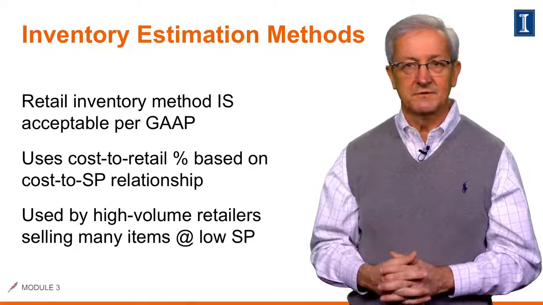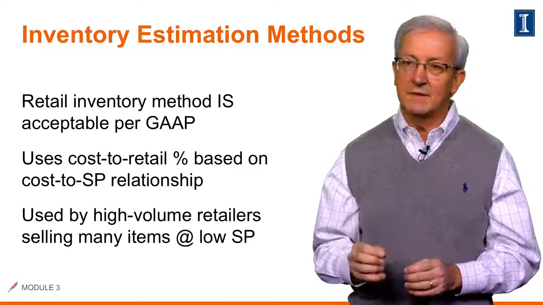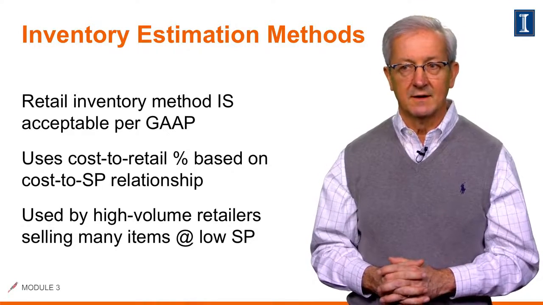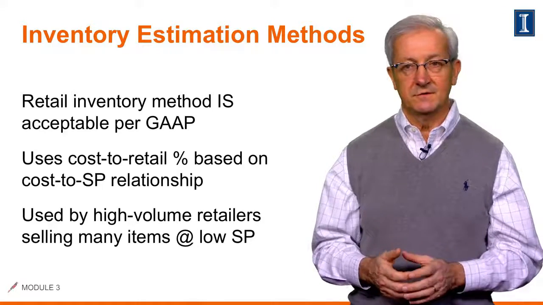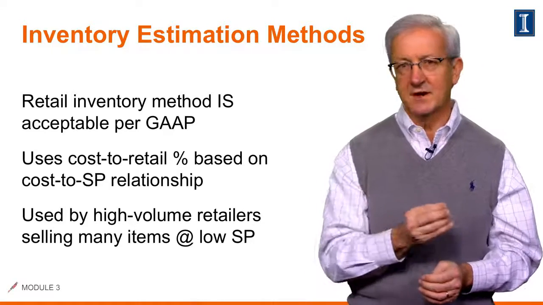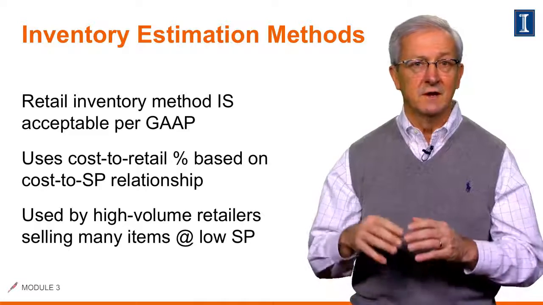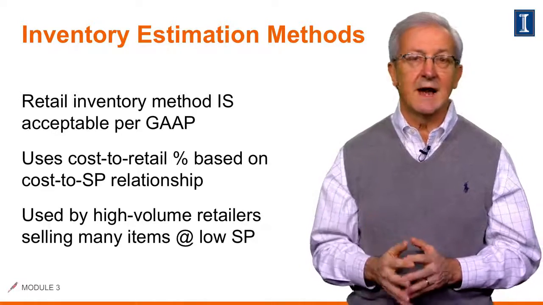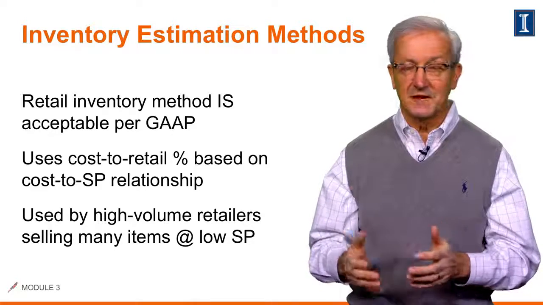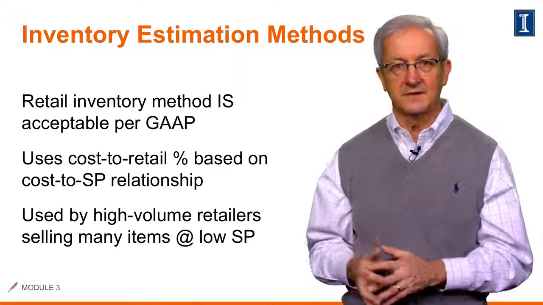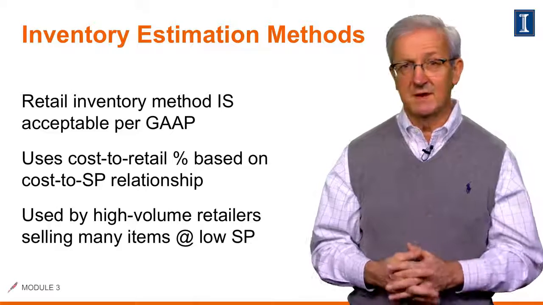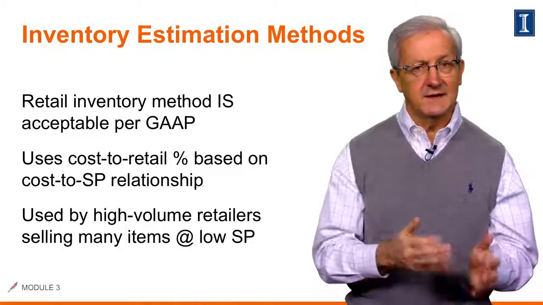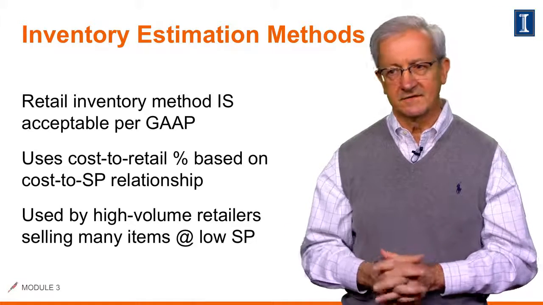Under our second method, which is the retail inventory method, keep in mind this one is acceptable per GAAP for our audited financial statements at year end. As previously described, this method uses that very important cost to retail percentage relationship based on the current relation between cost and selling price. This is much more accurate than the gross profit method, as it's based on a current cost to retail percentage. This method is used by many high volume retailers such as Walmart and Macy's, who sell many different items typically at low unit prices.